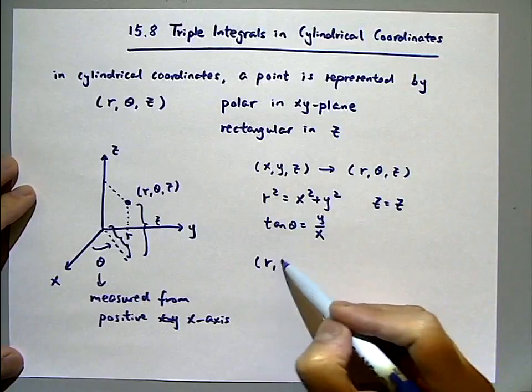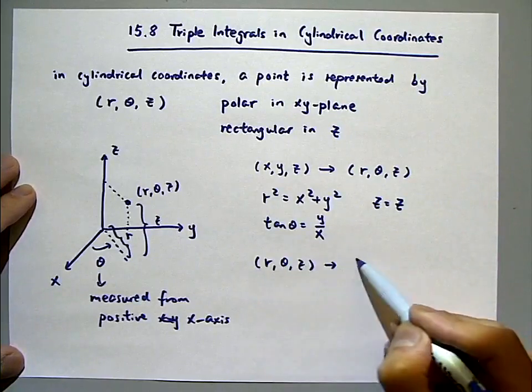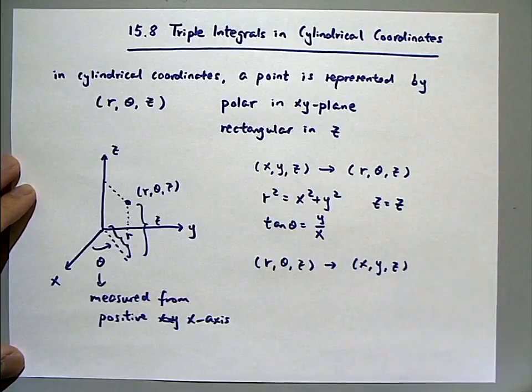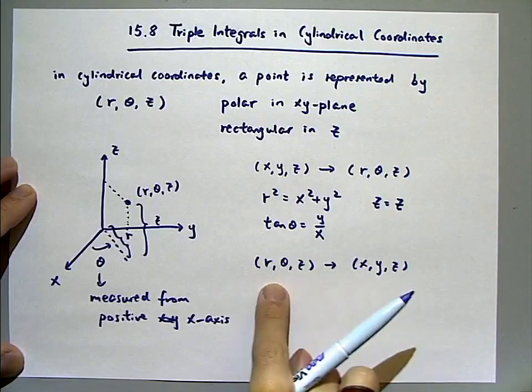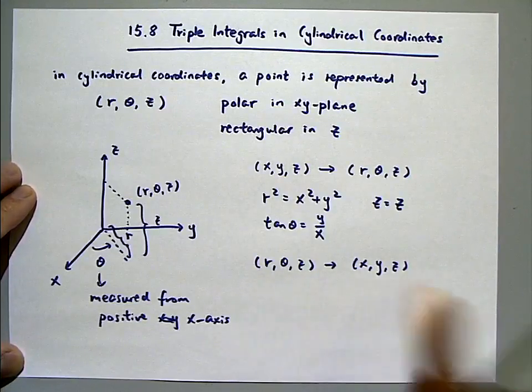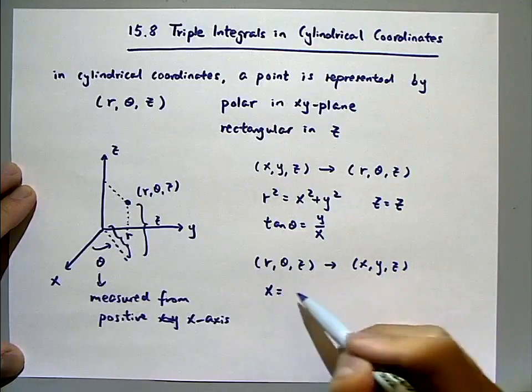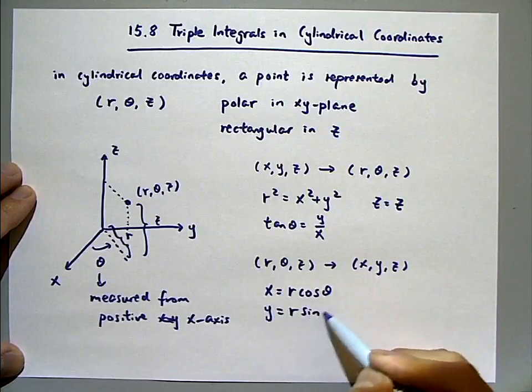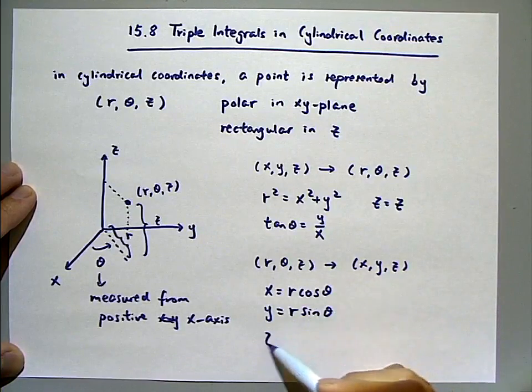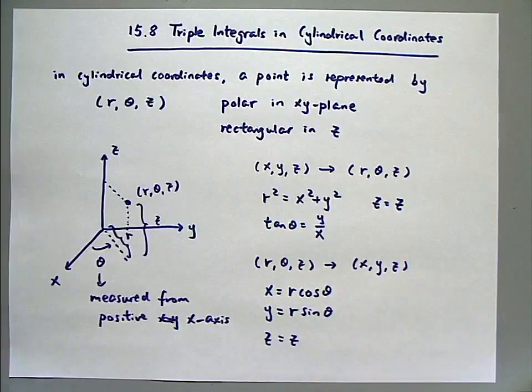Going backwards from r, theta, z to x, y, z, from cylindrical to Cartesian, it's again the conversion you already know from polar back to Cartesian. So the very familiar expressions: x is r cosine theta, y is r sine theta, and of course z doesn't change. z is still z. Okay, so we've seen this before already. It's polar plus one additional rectangular coordinate. Nothing really new about it.